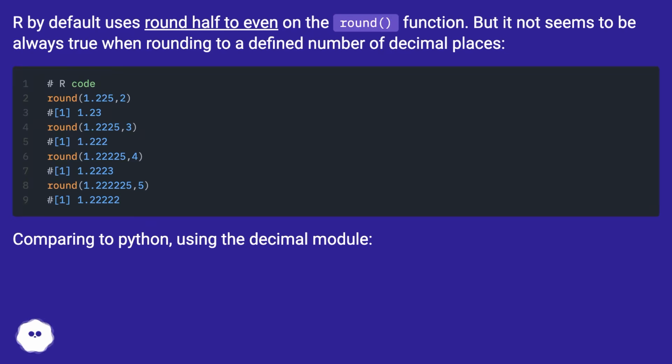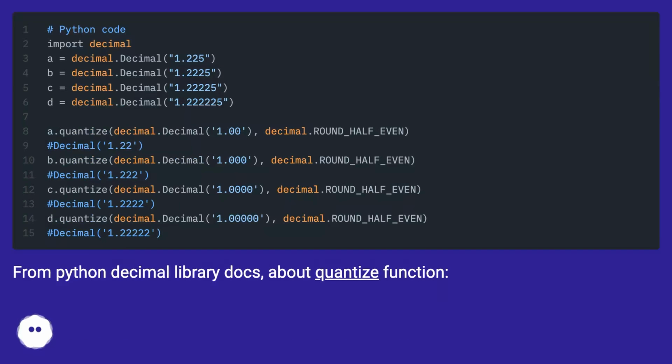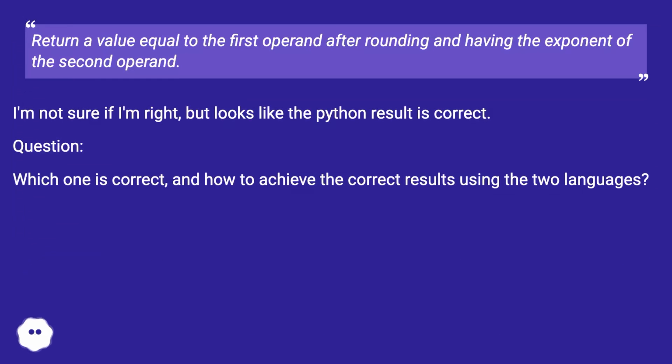Comparing to Python, using the decimal module. From the Python Decimal Library Docs, about the quantize function: return a value equal to the first operand after rounding and having the exponent of the second operand.